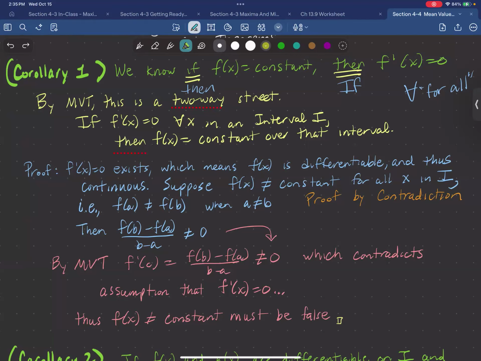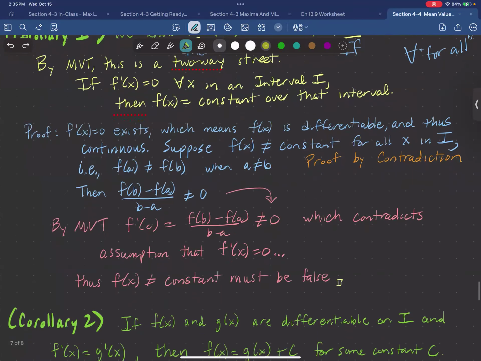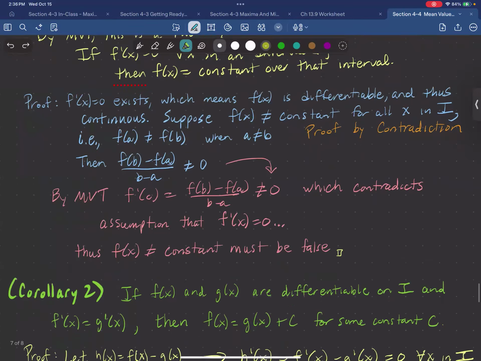That seems like a minor thing, but the next corollary is so huge. If f(x) and g(x) are differentiable on I, and f'(x) equals g'(x), then f(x) equals g(x) plus c for some constant c. And we're going to prove it using our last corollary.